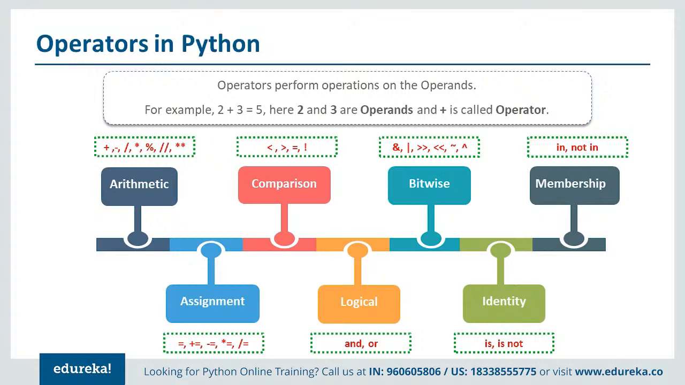Bitwise, identity, and membership are the other kinds of operators which we can use either on the core values or on the various variables. Depending on the particular operators which we use, we can perform the desired operations, and that helps us understand what exactly we are trying to execute. That's the real purpose of why we require operators while preparing Python programs.